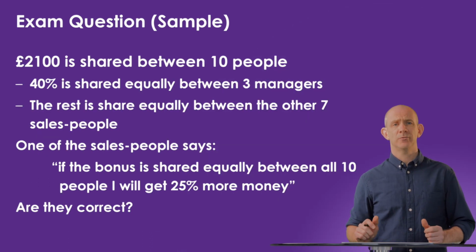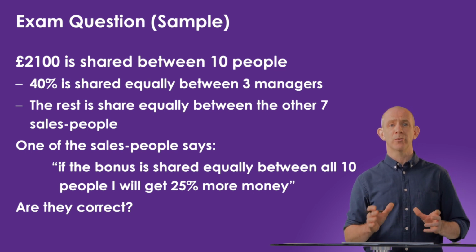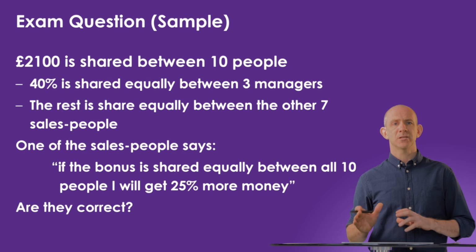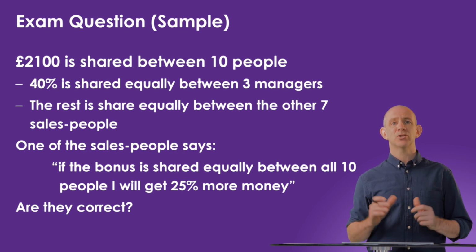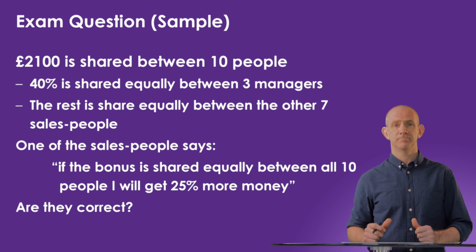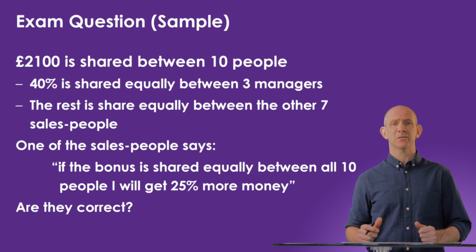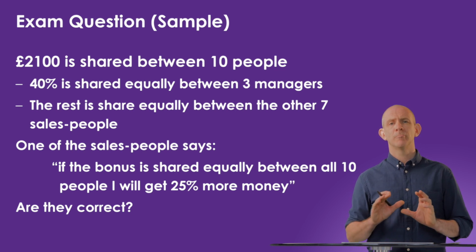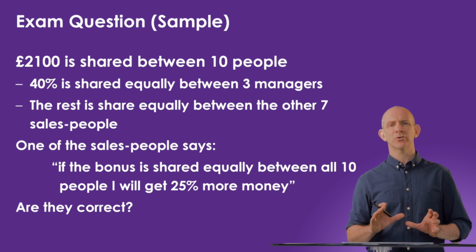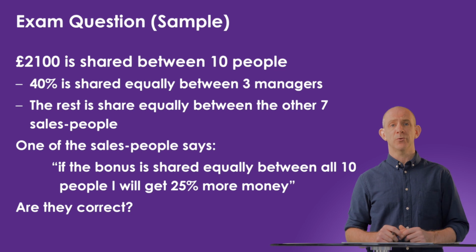In the next question, a bonus of £2,100 is shared by 10 people who work for a company. 40% of the bonus is shared by the 3 managers of the company, and the rest of the bonus is shared between the 7 salespeople. One of the salespeople states that, "I'll get 25% more money if this is shared equally among all of us." Pause the video now to work through the question and see if he's right. Press play when you'd like me to go through the answer for you.